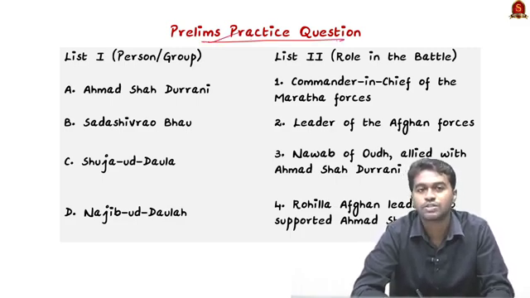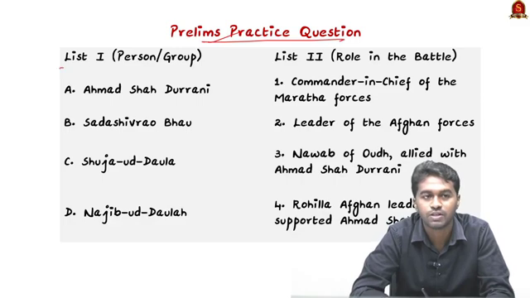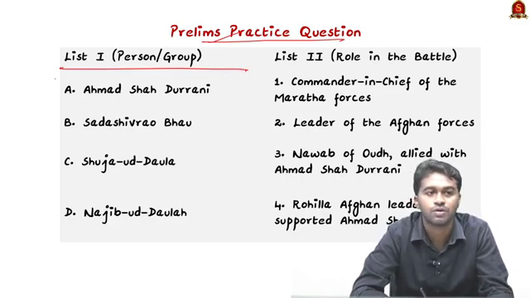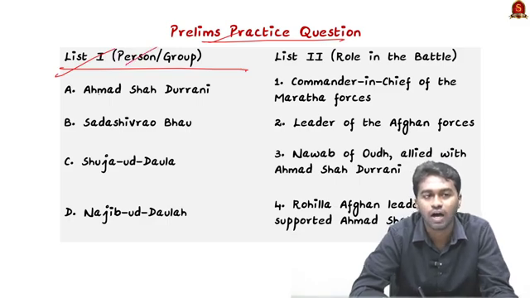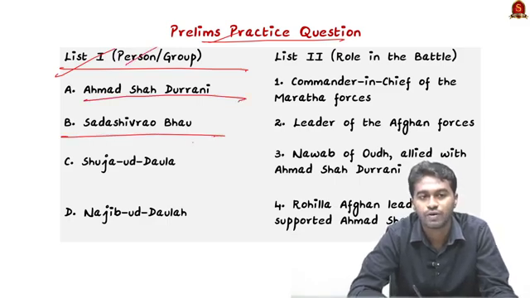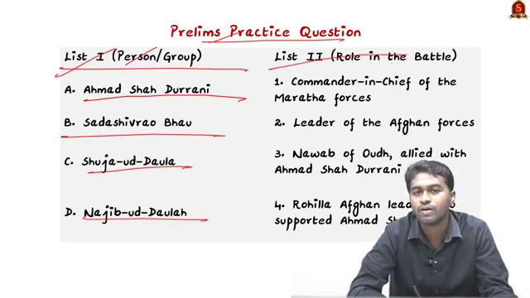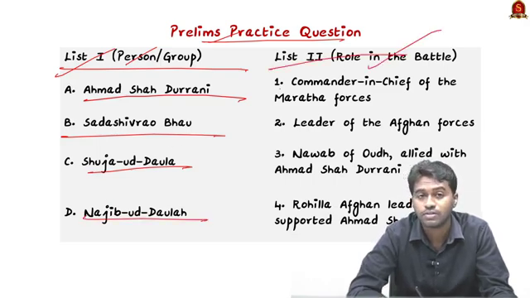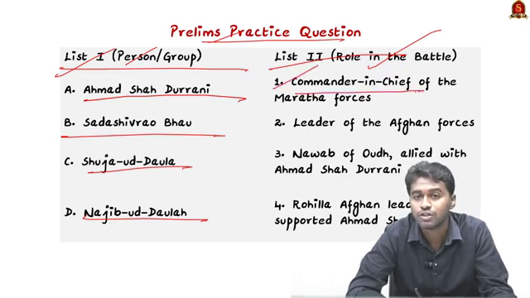So based on our discussion, try to answer this prelims practice question. It's a match the following question. List A refers to a group or a person: Ahmad Shah Durrani, Sadashiva Rao, Shuja-ud-Daula, Najib-ud-Daula. List 2 gives their role in the battle. 1, commander-in-chief of the Marathas; 2, leader of the Afghan force; 3, Nawab of Oudh allied with Ahmad Shah Durrani; and 4, Rohilla Afghan leader who supported Ahmad Shah Durrani.